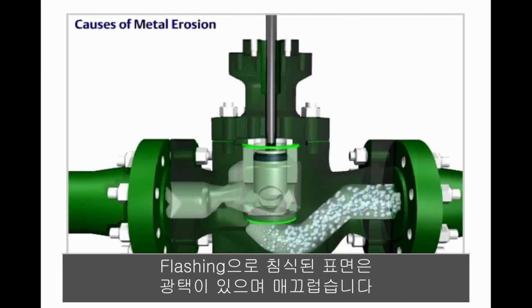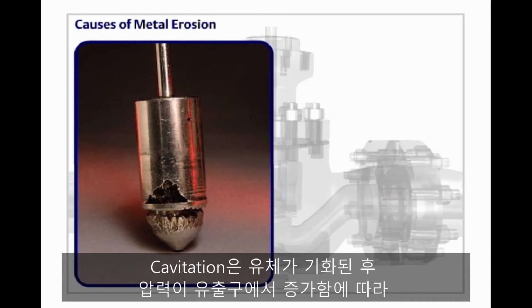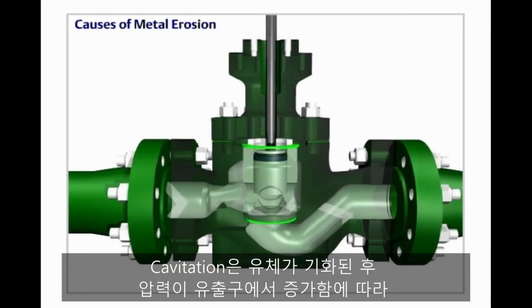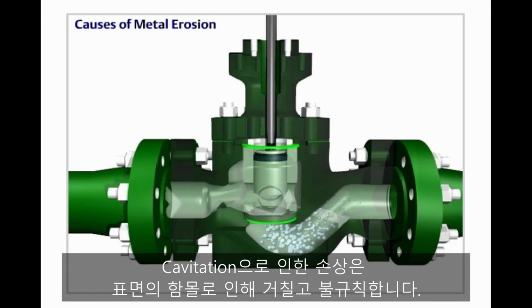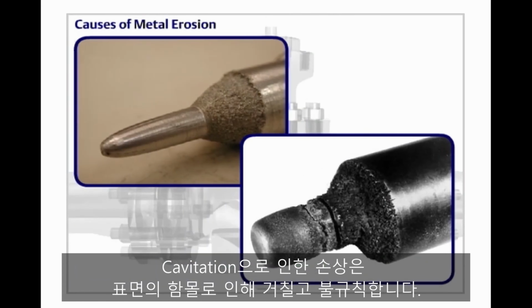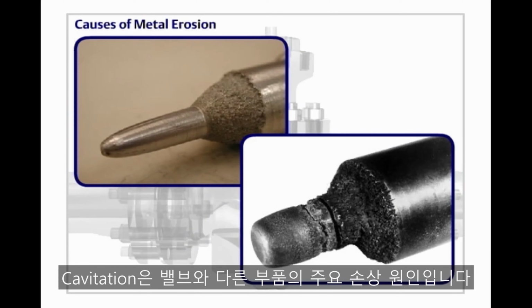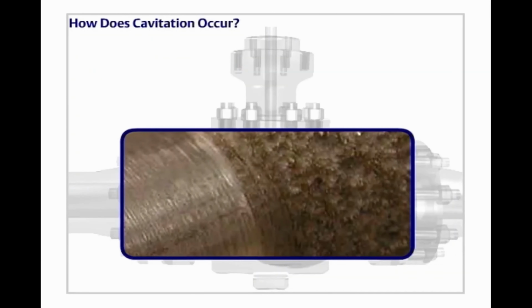Metal erosion caused by flashing appears smooth and shiny. Cavitation occurs when the fluid vaporizes, then returns to a liquid state as the pressure increases downline. The metal damage caused by cavitation is rough and irregular due to pitting of the surface. Cavitation is a major source of damage in control valves and other components.